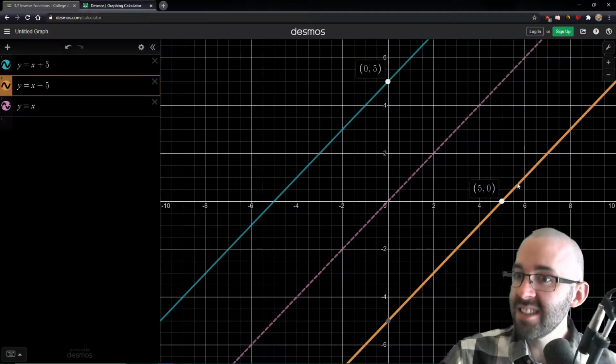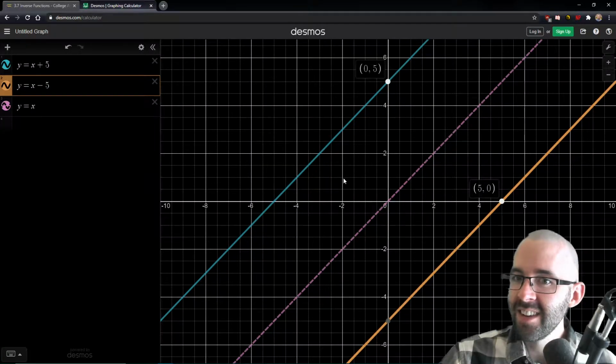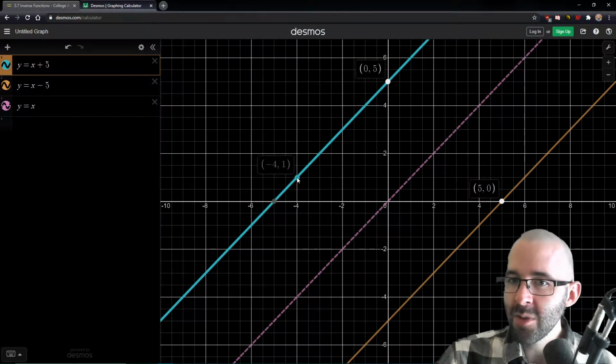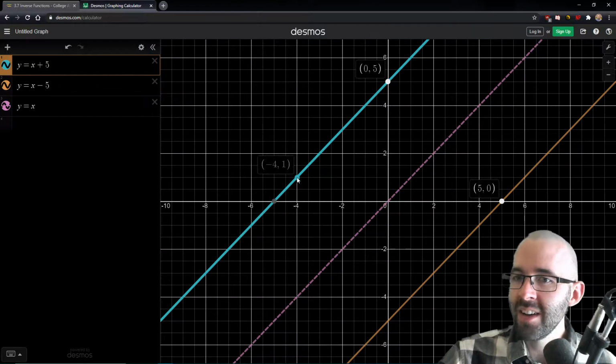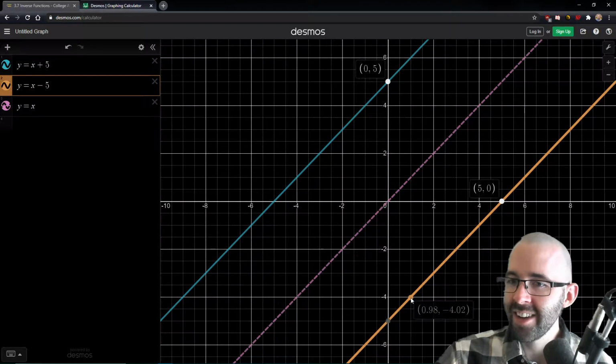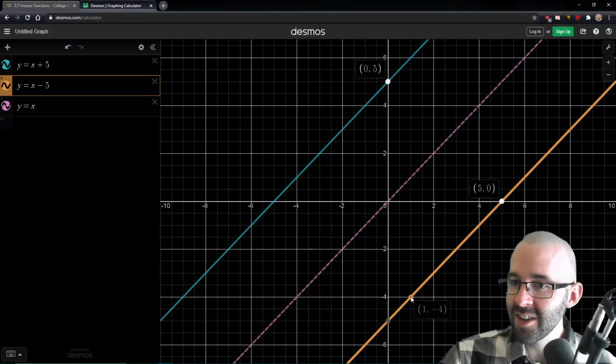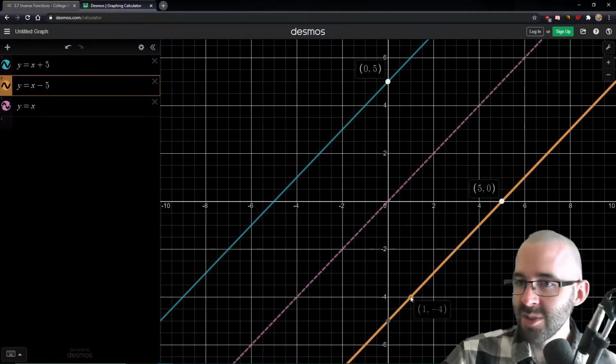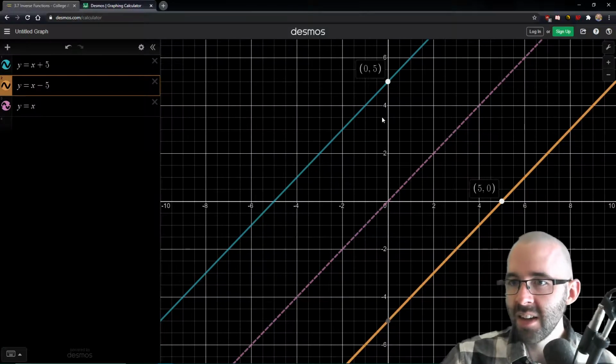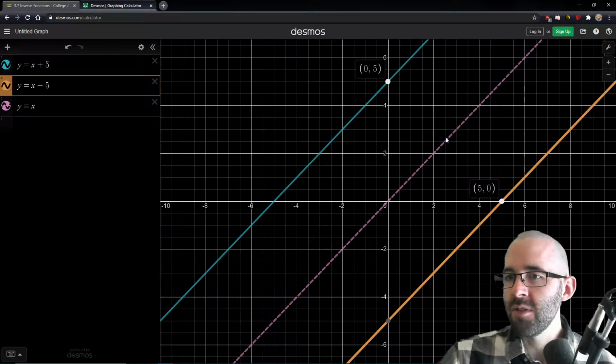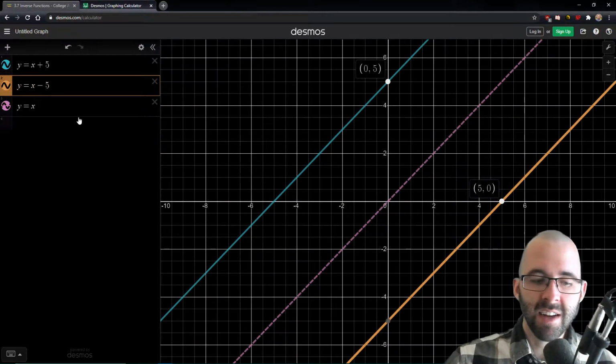5, 0 is on this other function, right? Let's get another point. -4, 1. If I switch the x's and y's, I should get 1, -4. 1, -4, it is on the other function. Okay, so another way to see how you can switch x's and y's and get the inverse function. These two functions are the same function reflected across this diagonal line, this pink line.